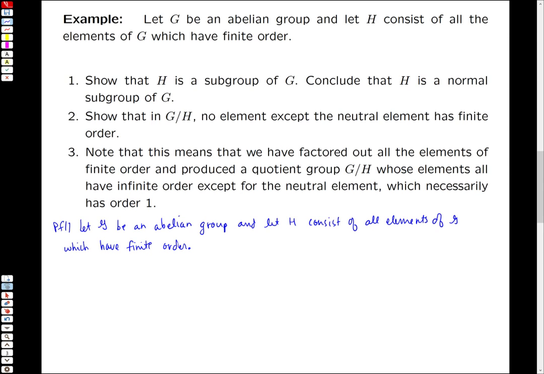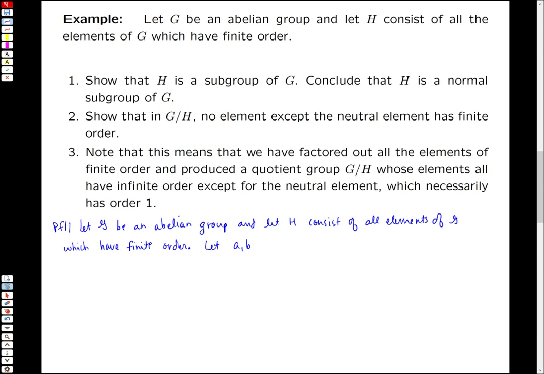Okay, we have to show that something is a subgroup. How do we show a subgroup? Closed with respect to the operation, and closed with respect to inverses. Yes. So let's do closed with respect to the operation.